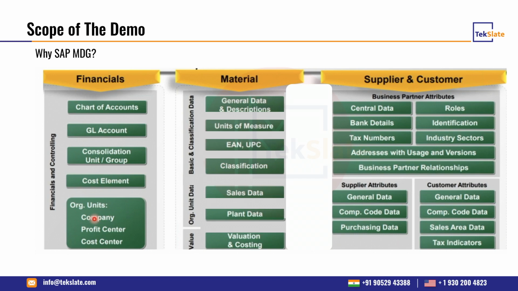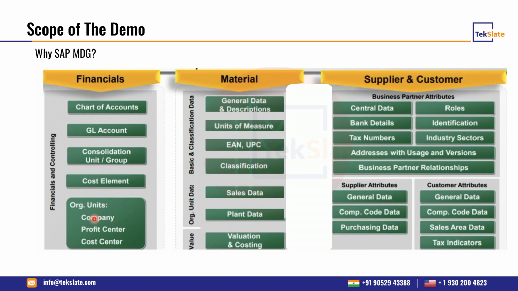If you take the financials, we have chart of accounts, GL account, consolidation unit, and cost element. Under the org units, we have company, profit center, and cost center. So this data is segregated under financials. In the material domain, we have basic and classification data, which includes general data and description, unit of measure, EAN or UPC, and classification.